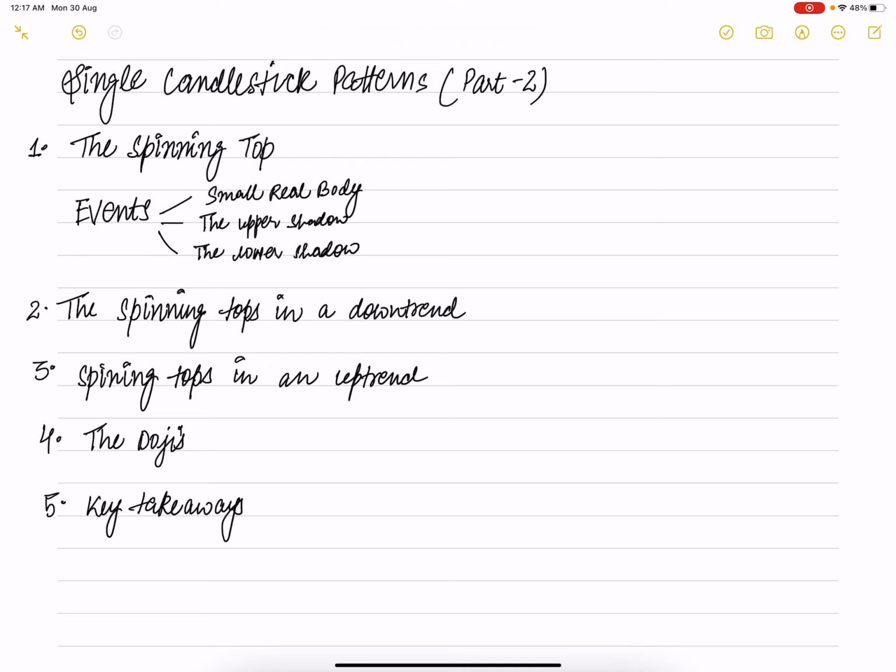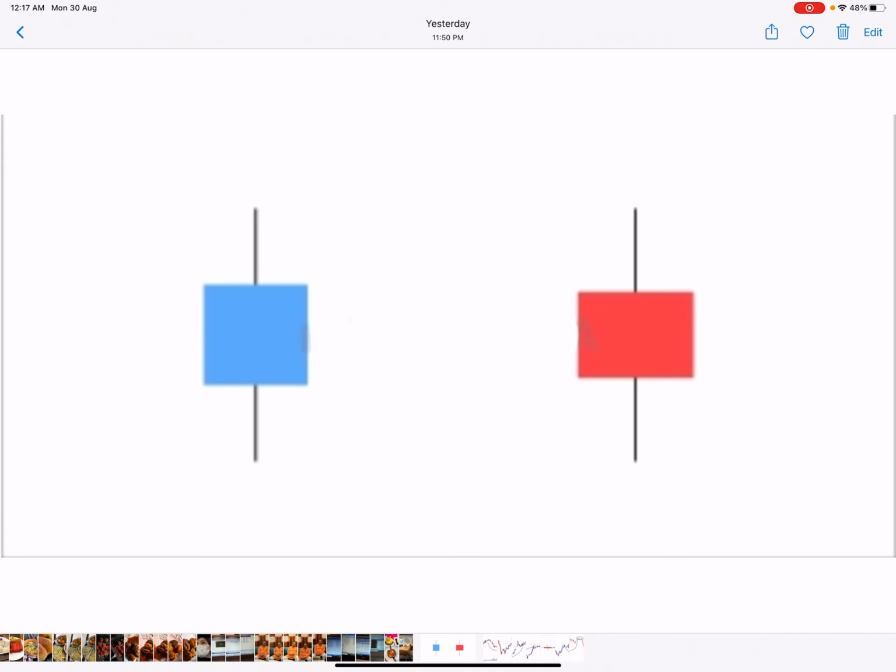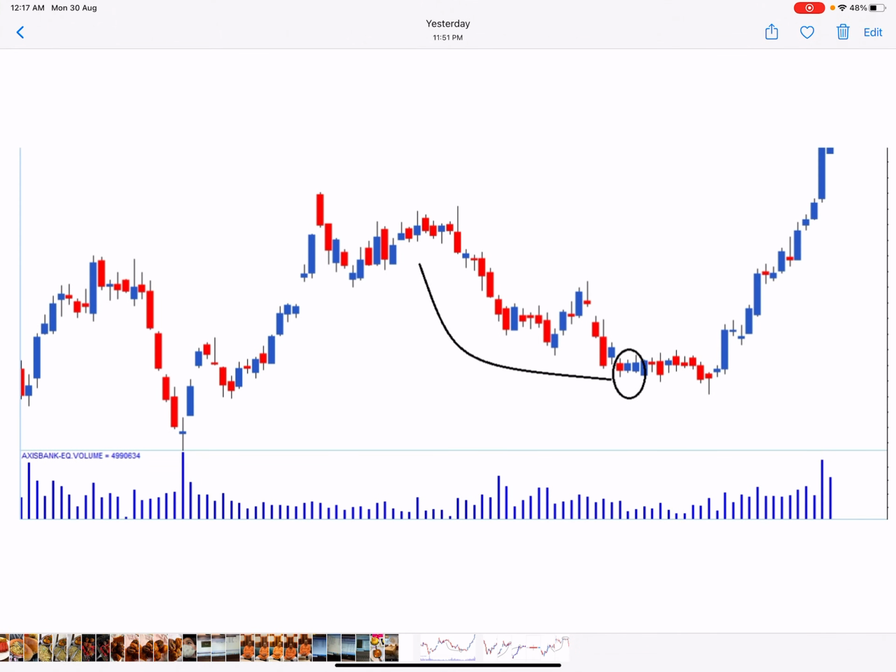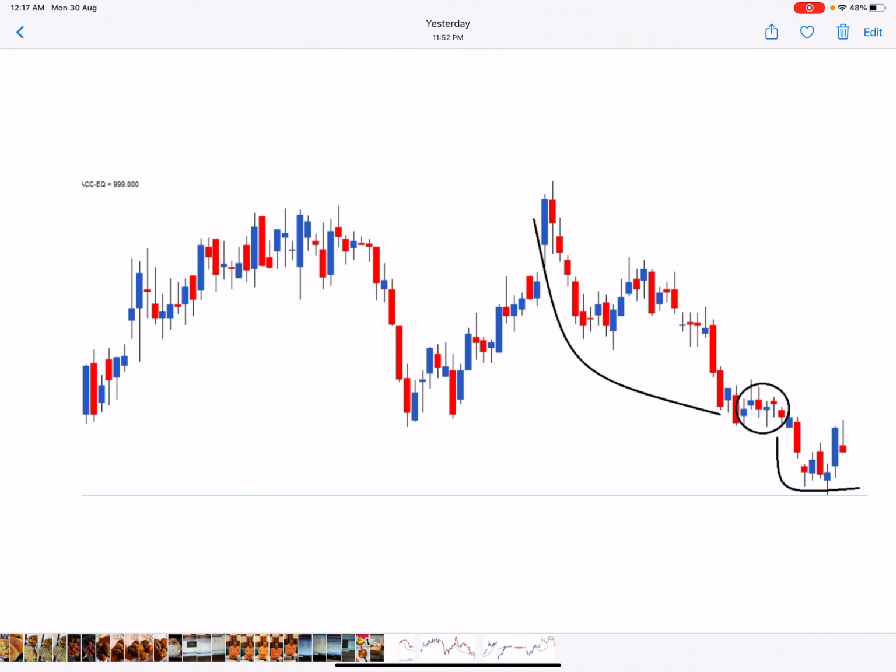Here you can see the chart. So here's the chart which shows the downward trend followed by a set of spinning tops. The stock rallied post the occurrence of the spinning top. Here is another chart which shows the continuation of the downward trend after the occurrence of spinning tops.